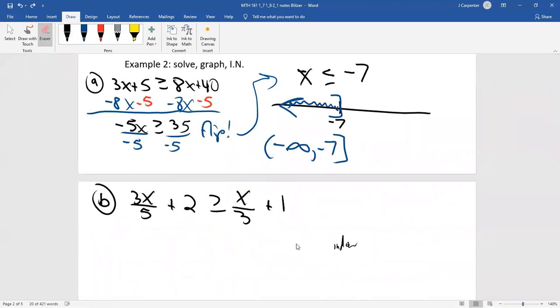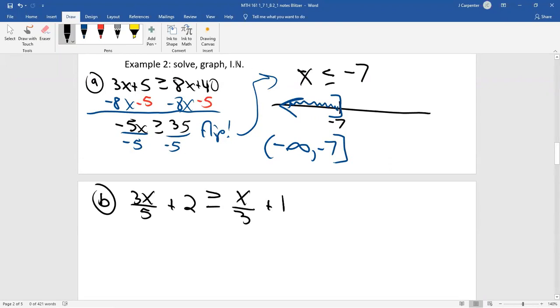one with fractions. All right, so that greater than or equals is just a touch ugly. Let's make it a little prettier. There we go. 3x over 5 plus 2 is greater than or equal to x over 3 plus 1. So we're going to solve this.